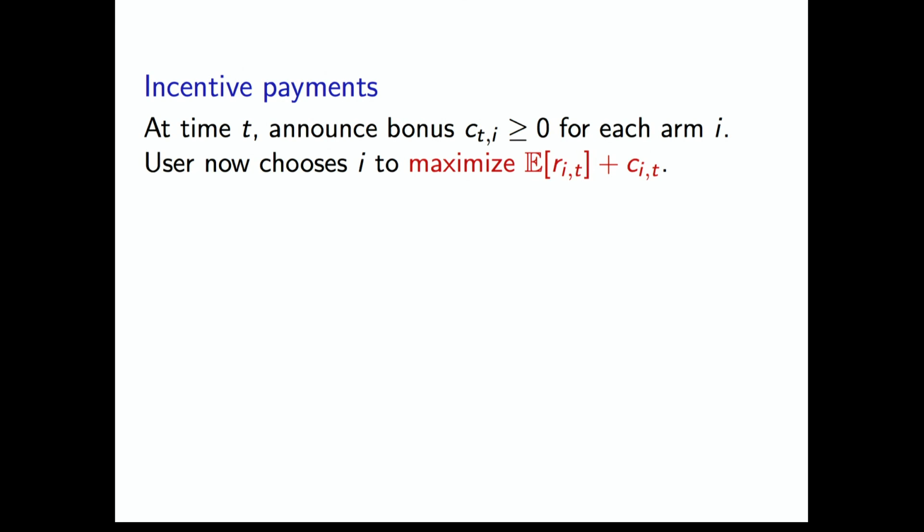So the way they approach this question in this paper is they introduce the notion of incentive payments. So at each time, a bonus is announced for each arm. And now the assumption is that the user will choose the arm that maximizes their bonus plus the expected reward they get from that arm.